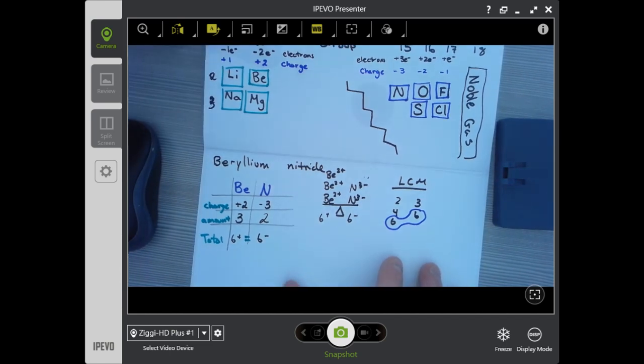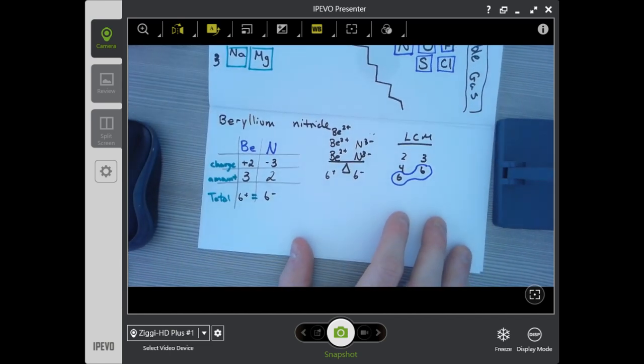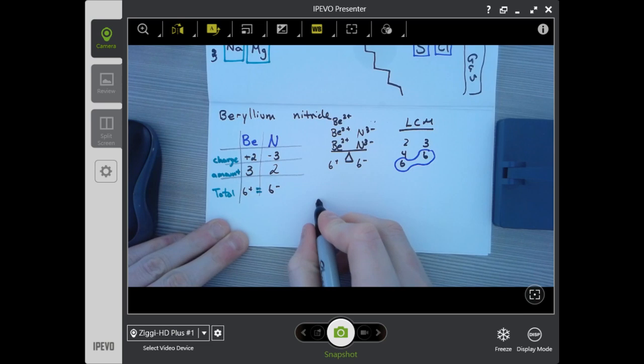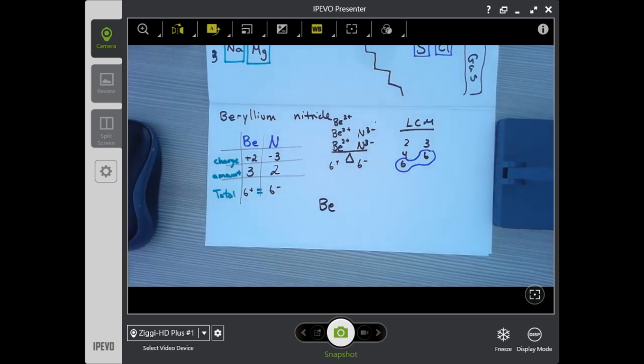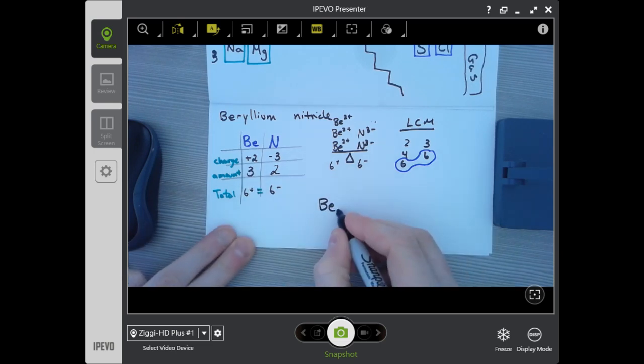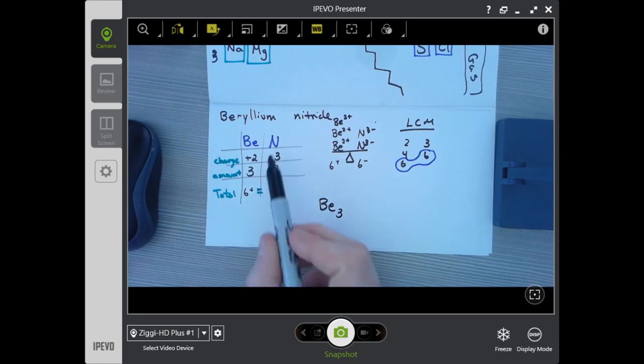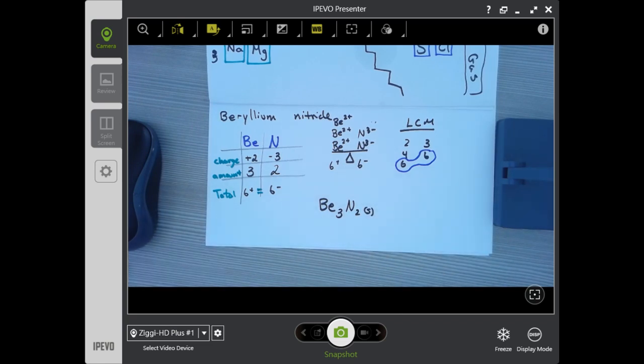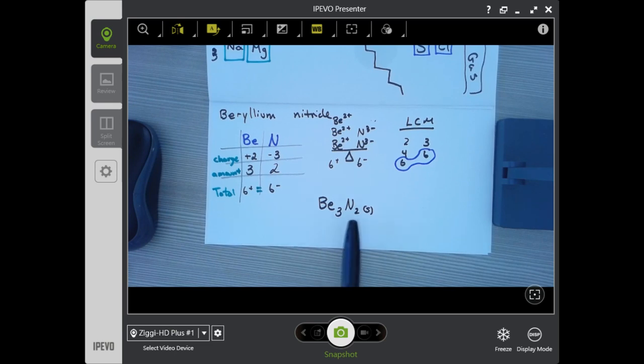So let's try to write this down. Then I'll show you guys the shortcut. So our compound is going to be beryllium, but we need to make sure we have the right amount, right? There's only one way that they can go together. We have 3 beryllium, so Be3. Nitrogen, we need 2. And again, our ionic compounds are going to be solids. So this is beryllium nitride.